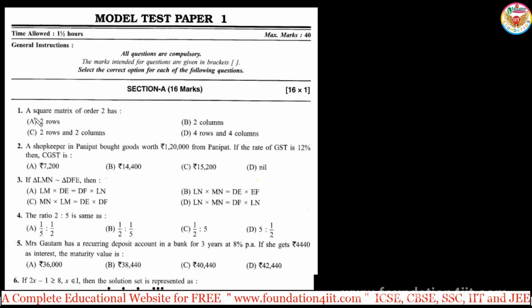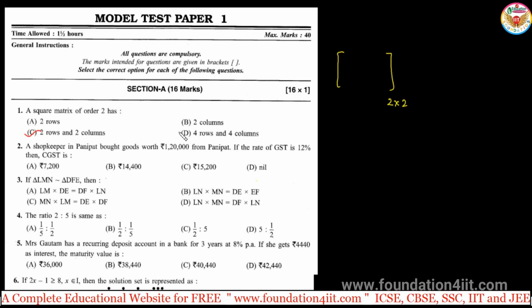Okay, see the problem. A square matrix of order 2 has... so we know that in a square matrix the number of rows and number of columns are equal, and it's order 2. This is nothing but 2 by 2, so 2 rows and 2 columns. Option C.